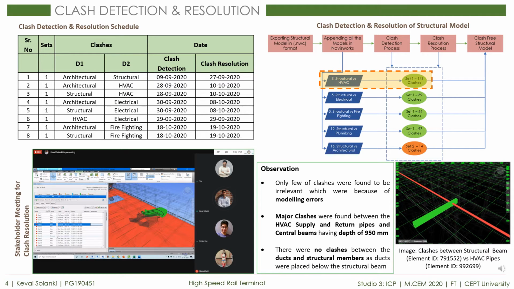For the clash resolution purpose, we conducted various meetings in the presence of all the stakeholders to identify the grouping of each class. Now, taking one example of the process, this chart shows the clash detection and resolution process of the structural model, in which we detected 143 clashes between structural and the HVAC model. From this we observed that the ignorable clashes were very few, but the major clashes were found between HVAC pipes and the structural beam of depth 950 mm, which were in total 30 clashes.